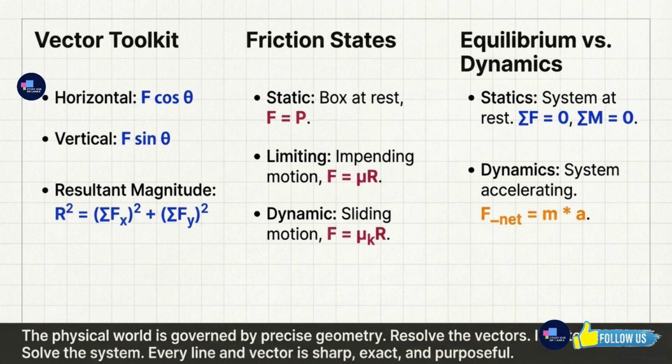Is it balanced and still? Then you use the equilibrium equations, where everything sums to 0. Is it unbalanced and moving? Then you use the big one, F equals ma. Get that decision right at the start, and you're halfway to the correct answer.